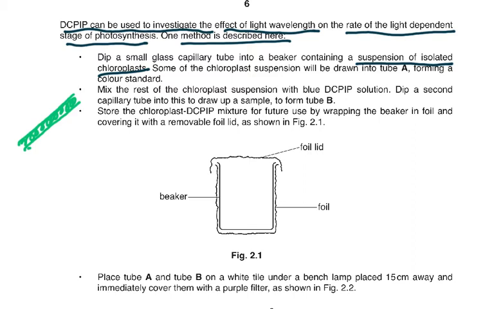Some of the chloroplast suspension will be drawn into tube A, forming a color standard. So you've got this color standard now for comparison. Mix the rest of the chloroplast suspension. So the rest of the chloroplast suspension which we have in the beaker, we are going to mix it with the DCP-IP. The DCP-IP is of course a very dark blue, so you get a mixture of green and blue.